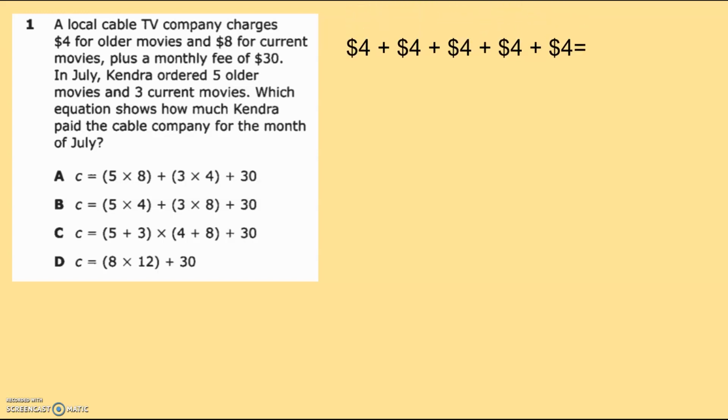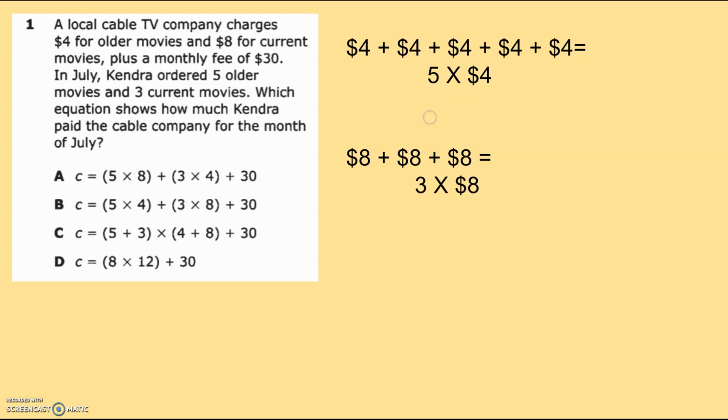Well, first of all, I know that 4 plus 4 plus 4 plus 4 plus 4 is what I need, because I have to have that $4 times 5 of them. So I could write that as 5 times 4. I know that she has 3 current movies. They cost $8 a piece, so that could be 8 plus 8 plus 8, or I can rewrite that as 3 times $8.